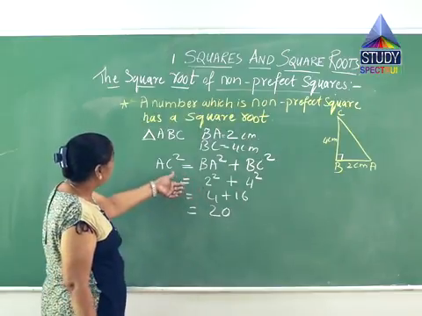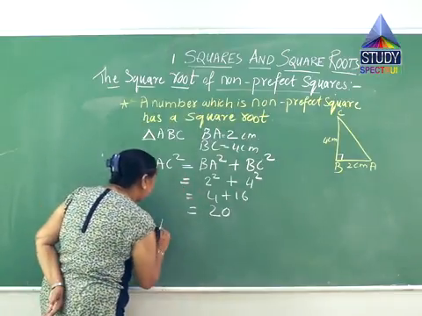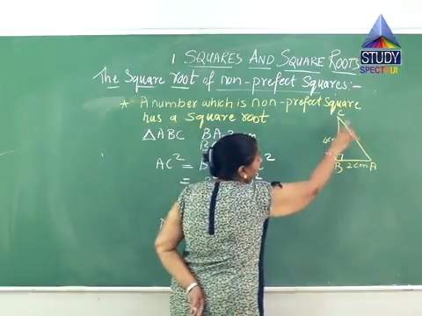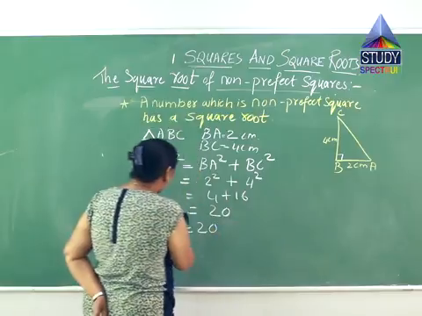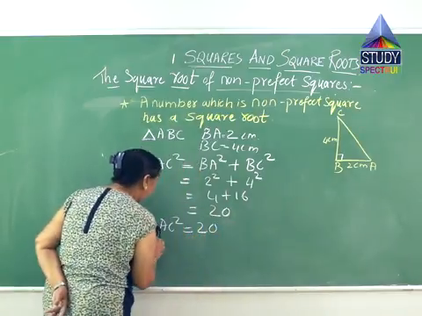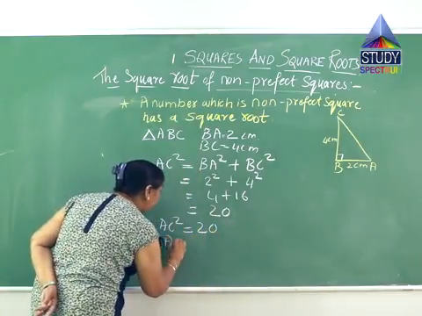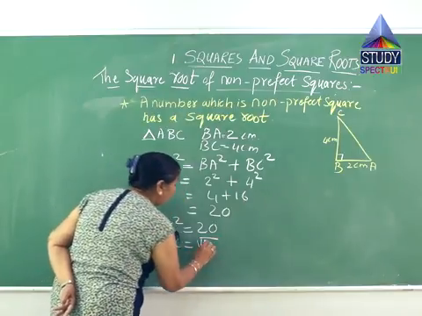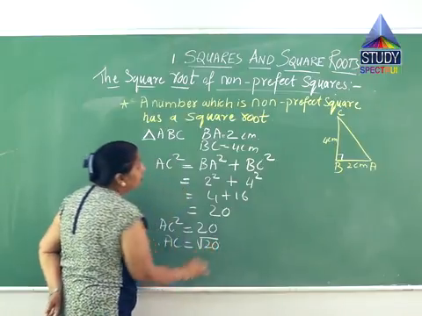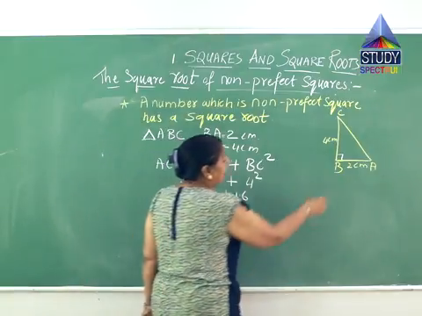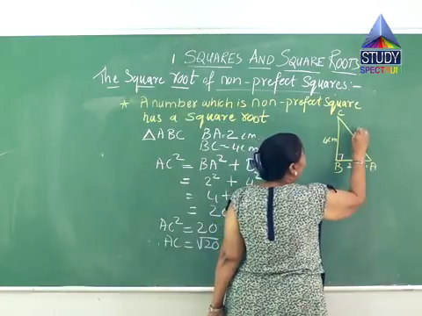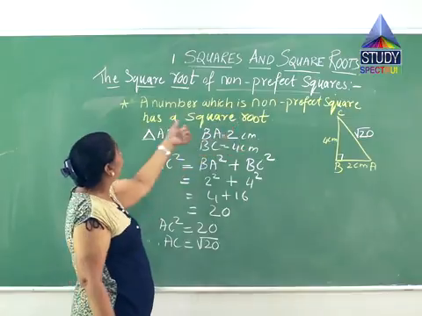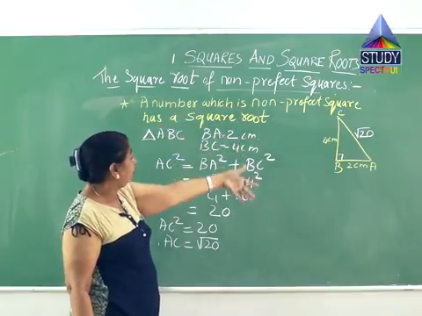Now by this we can find out that AC square is equal to 20. That is, the square of the length of AC is 20. Therefore we need AC. So AC is root of 20. By taking root of both the sides, I'll get root of 20. So this makes clear that length of AC is root 20. So that means a non-perfect square has also a square root.